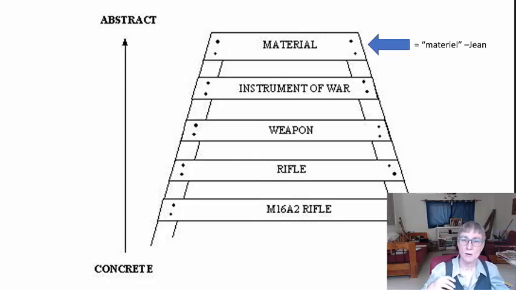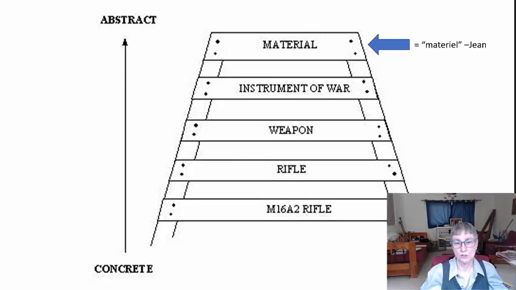Specifically, each time you move upward a rung on this ladder, you're simultaneously widening your scope of reference, the number of things that are referred to by the expression, but also losing specific information. An M16A2 rifle is one type of rifle, but there are also other kinds of rifle. A rifle is one type of weapon. Every rifle is a weapon, but not every weapon is a rifle.